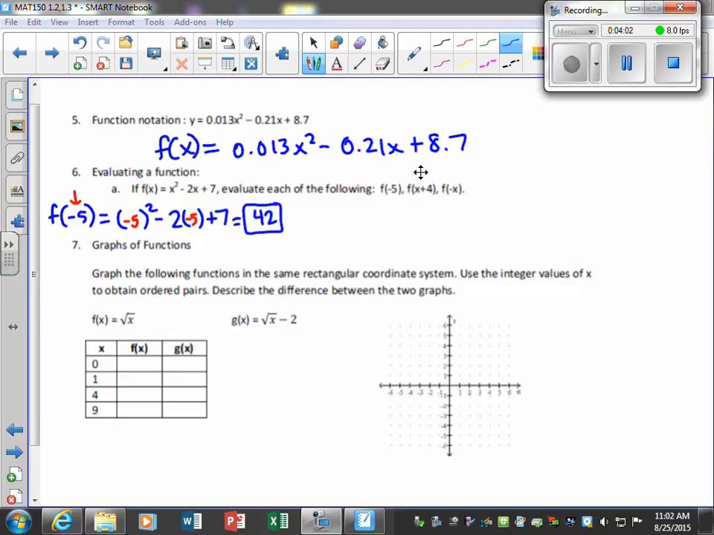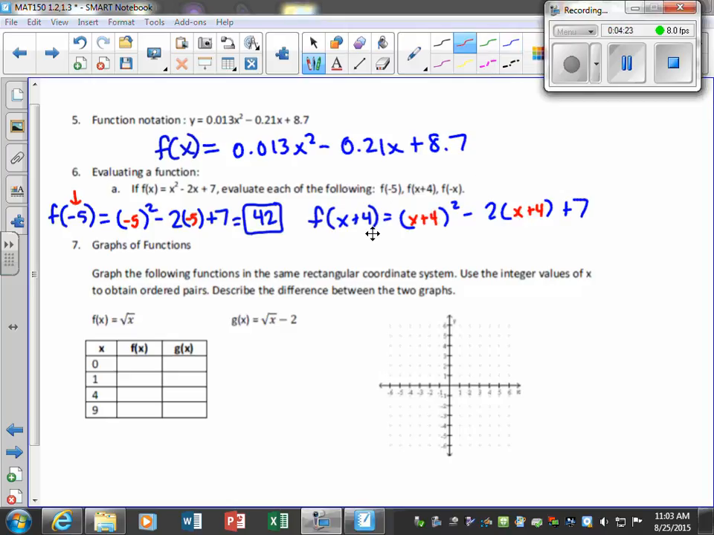We're going to look at the second one, which is this one right here, and that's going to be f evaluated at x plus 4. So everywhere there's an x in our original function, we want to put a parenthesis, and we might want to save a little more room this time because we have a bigger value to put in there.